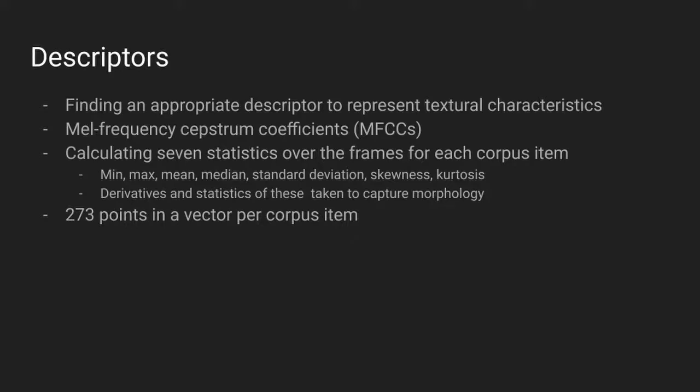This produces multidimensional data for each corpus item, which is then compressed to a static vector by taking 7 statistics: the minimum, the maximum, the mean, the median, the standard deviation, the skewness, and the kurtosis. This was done to capture the morphology of each sound by representing the change in each band statistically. For each corpus item, 273 values were associated to it by flattening this information into a single dimension vector.